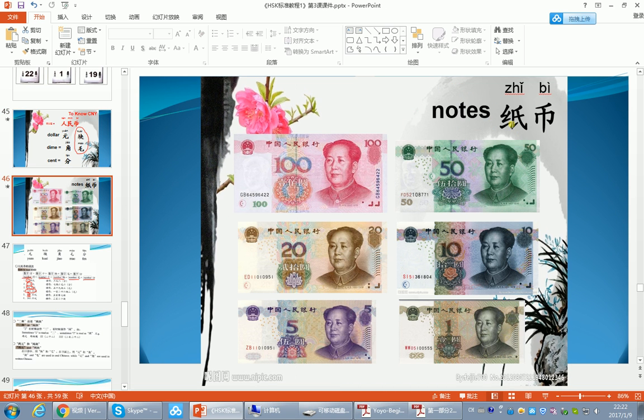Now, the paper money, we call it 纸币. We have 100块, 50块, 20块, 10块, 5块, 1块.